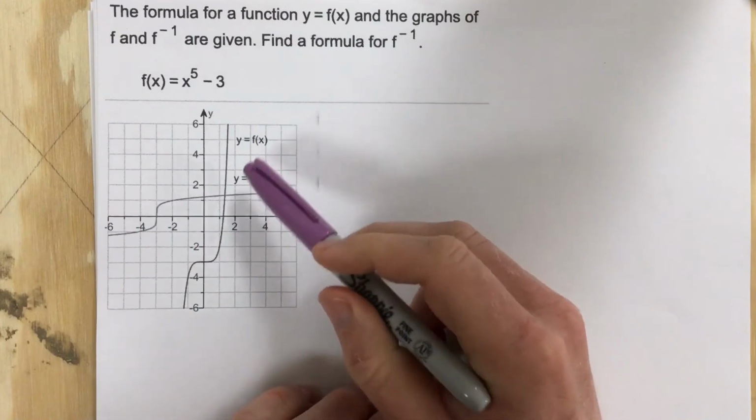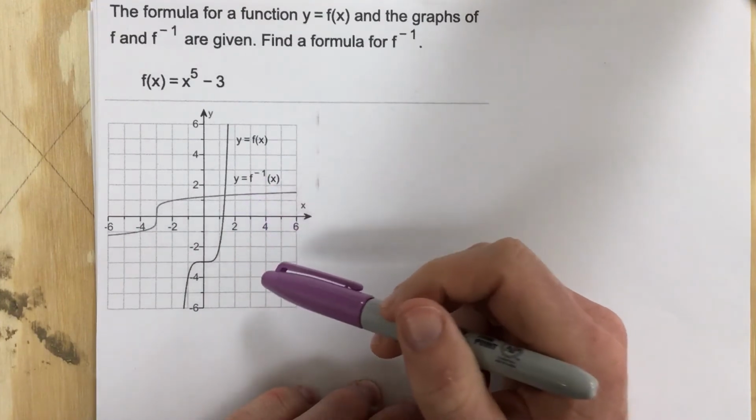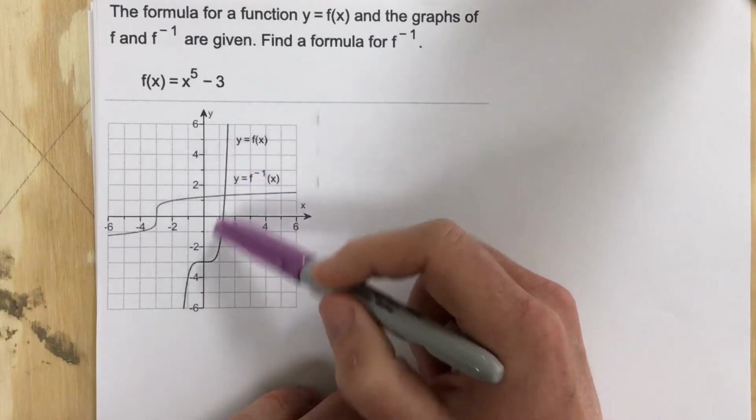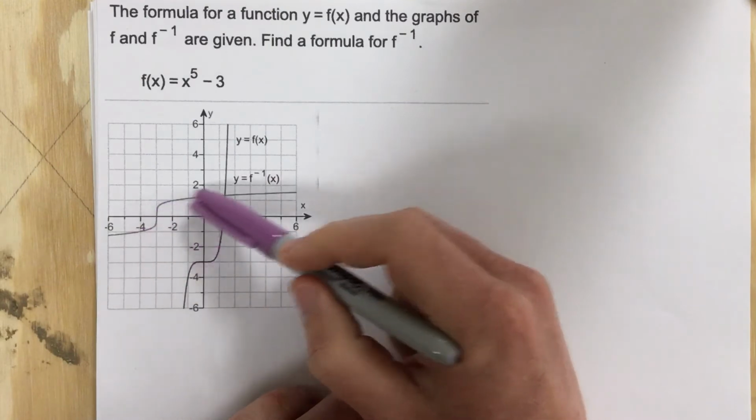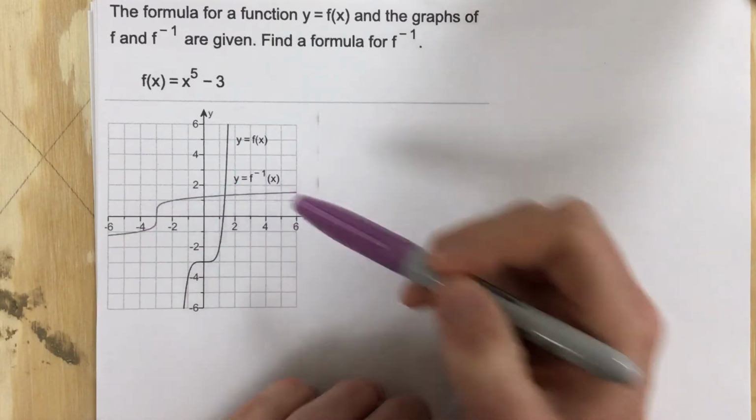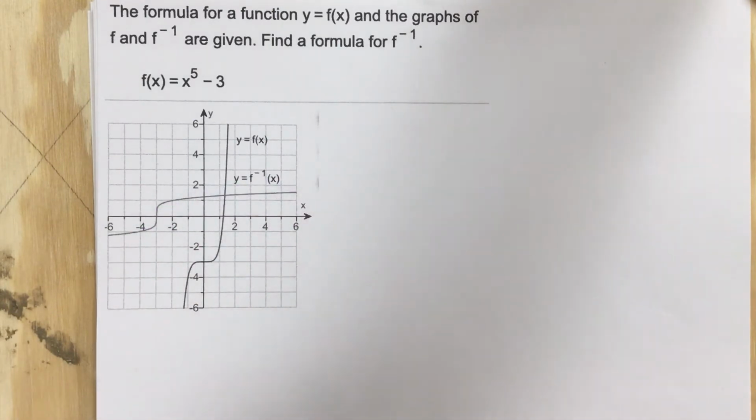And remember, when you have an inverse, your domain and range switch. So that's why this f inverse function has been reflected, because the domain and range have switched from your f function to your f inverse function.